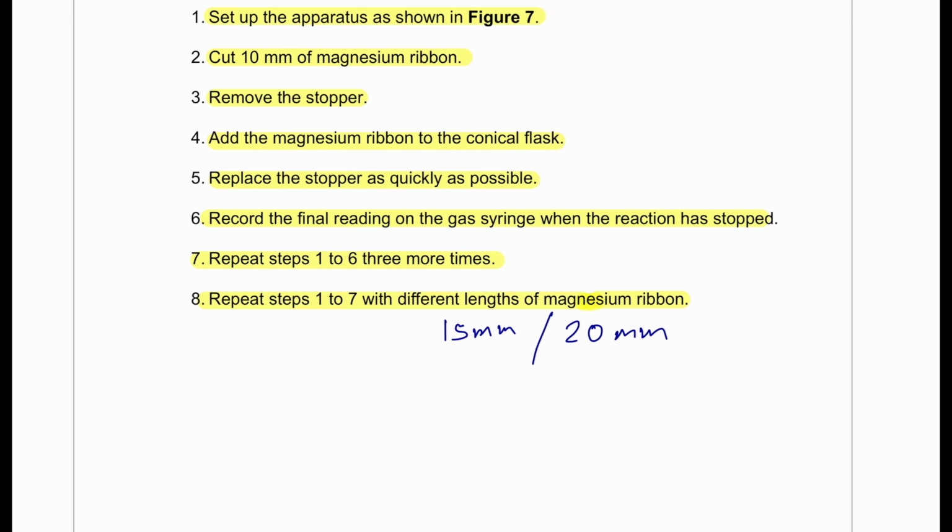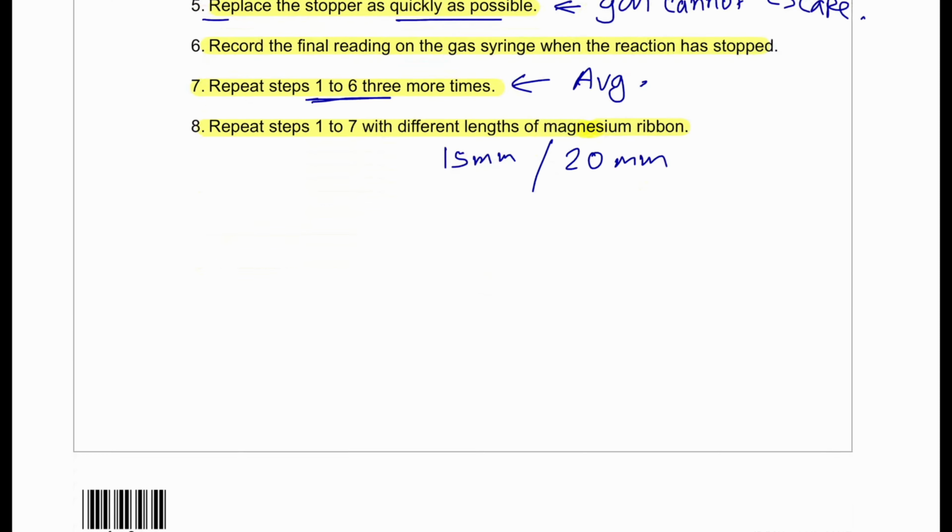And the purpose of repeating steps 1 to 6 3 times is to get an average. We replace the stopper as quickly as possible so that gas cannot escape. Alright guys, so let's move on.